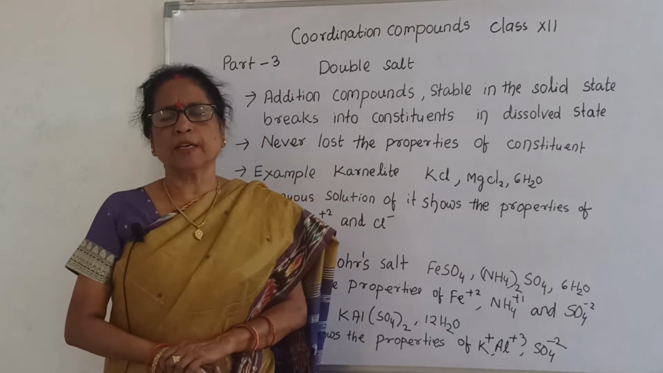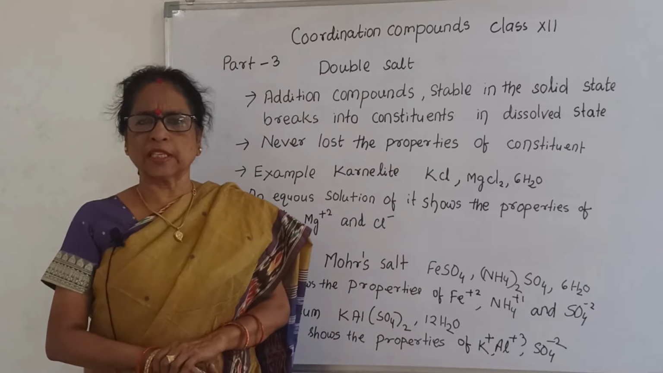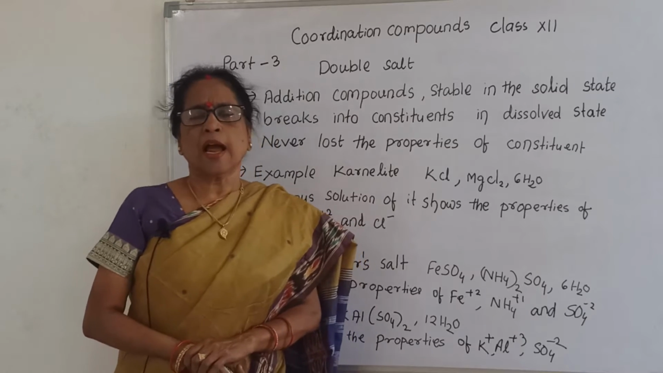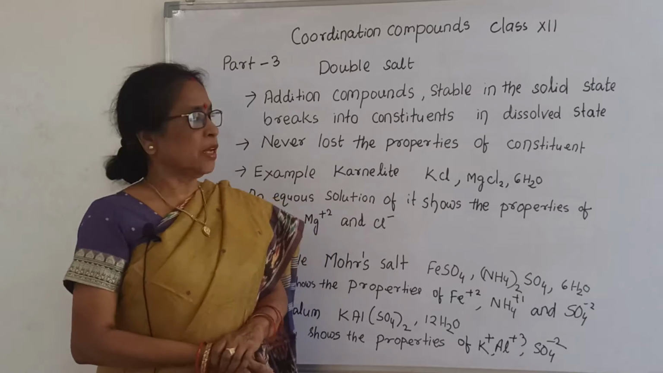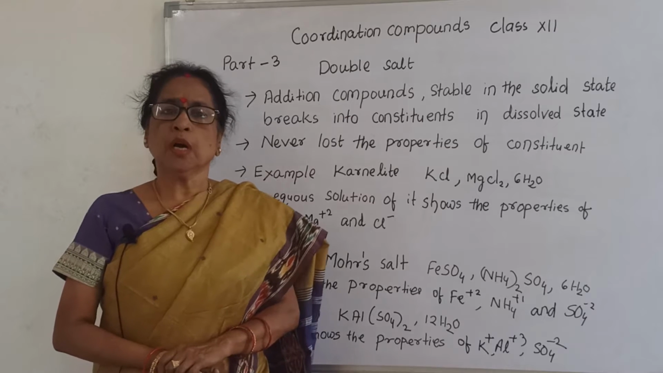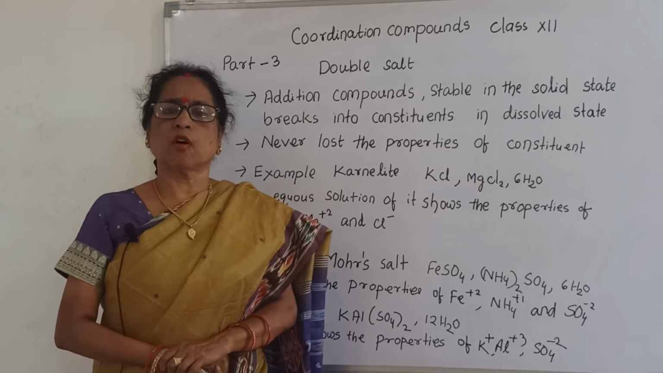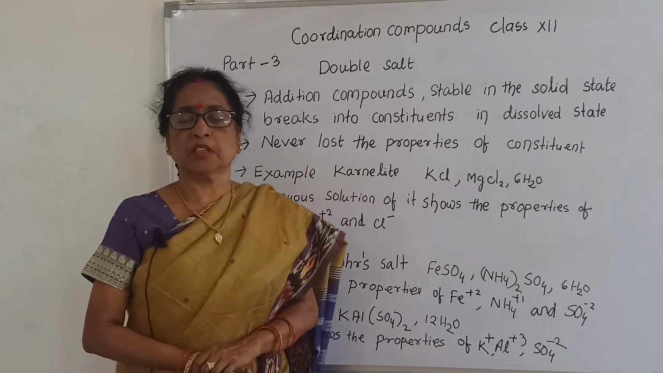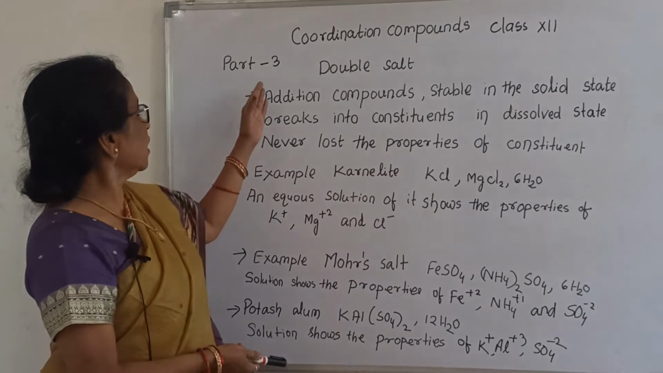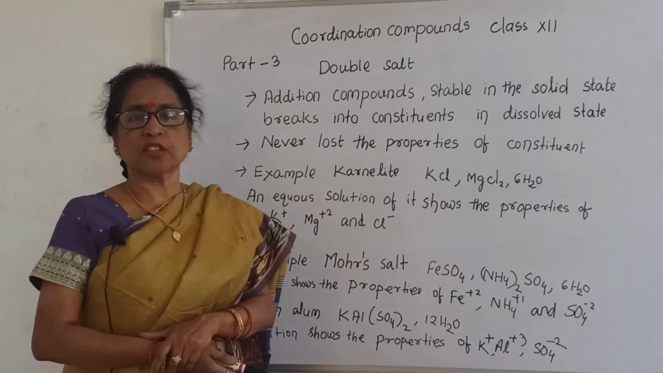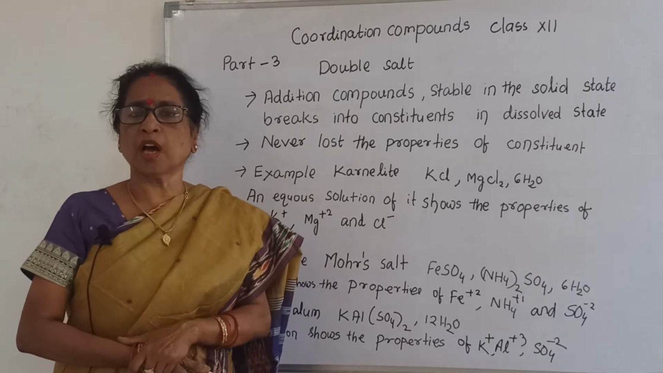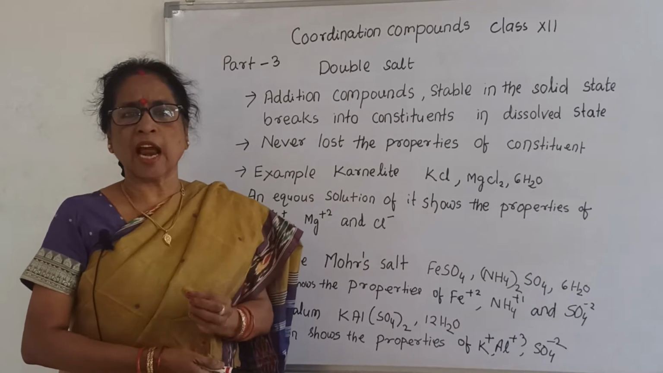In part 1 and part 2 I have explained what a coordination compound is and what Werner's coordination theory is. Now I am going to show you the meaning of double salt and the meaning of coordination compound. Double salt means they are addition compounds. When you see the formula you feel that it is an addition compound.